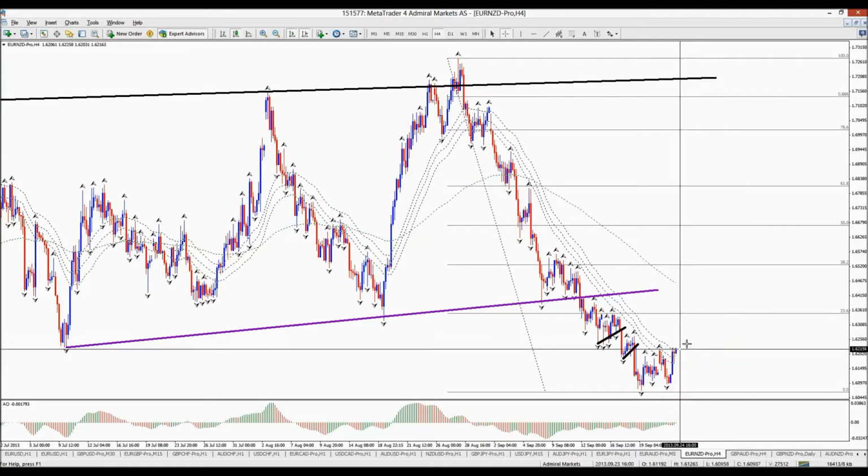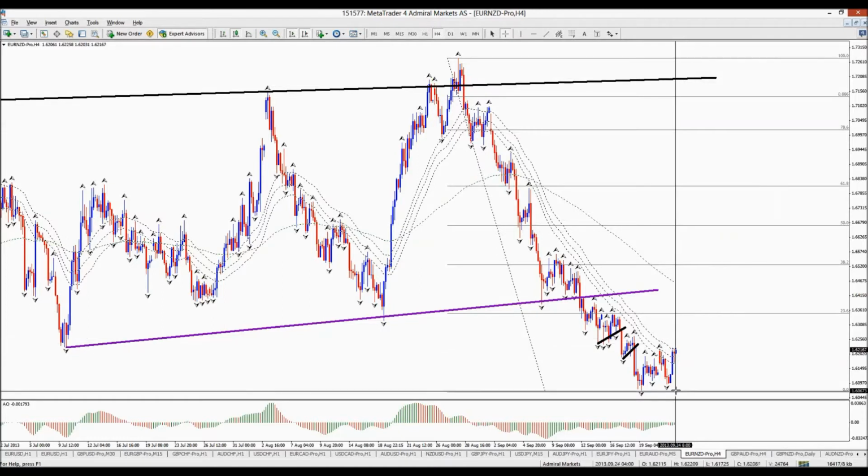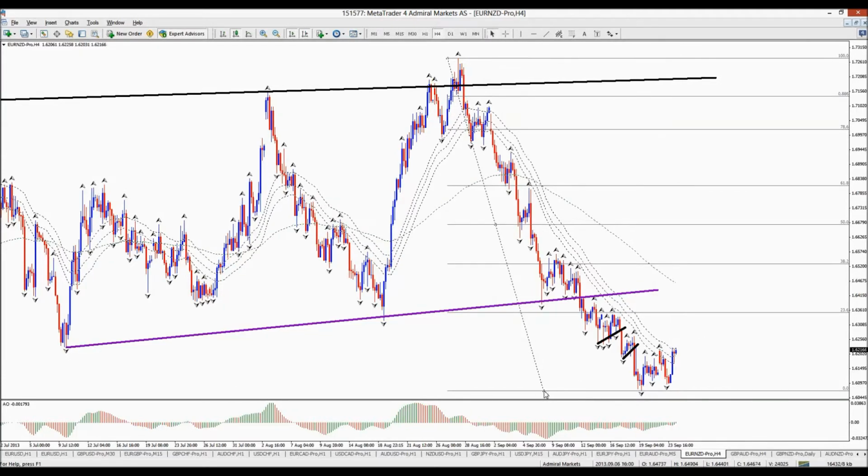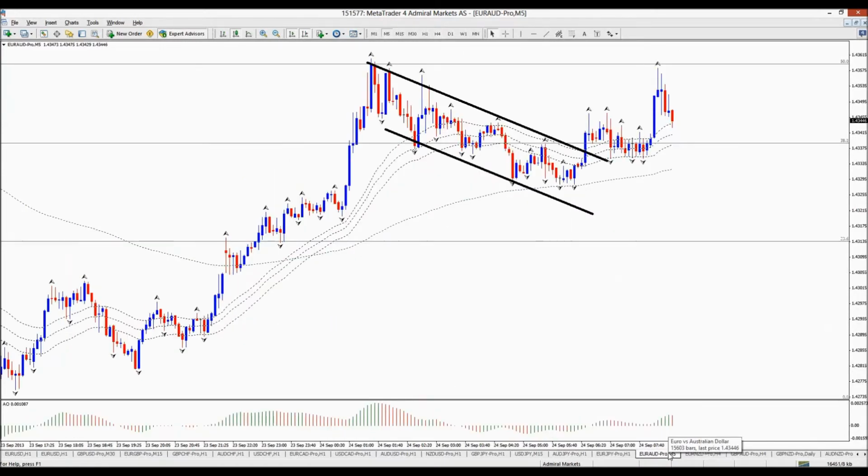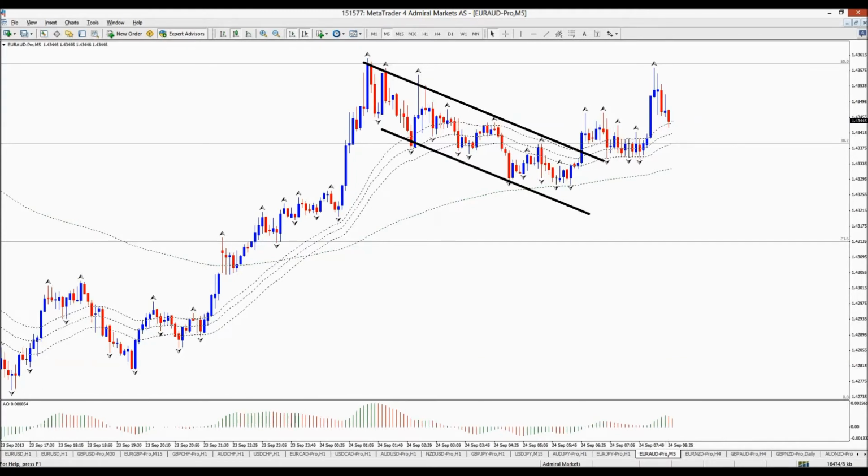It's a pretty big stop loss probably. So it depends if you like to take trades with big stop losses, but the reward is definitely there, the potential reward. Let's see, New Zealand yen, someone was asking about the Swiss yen.